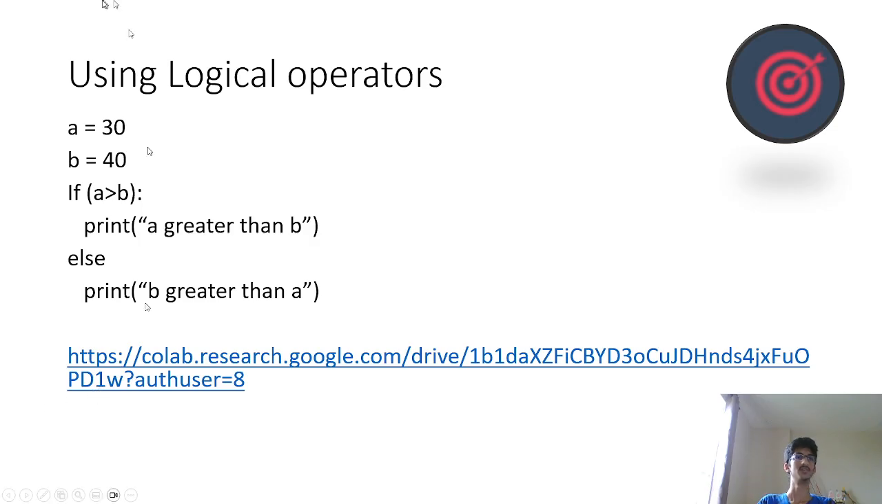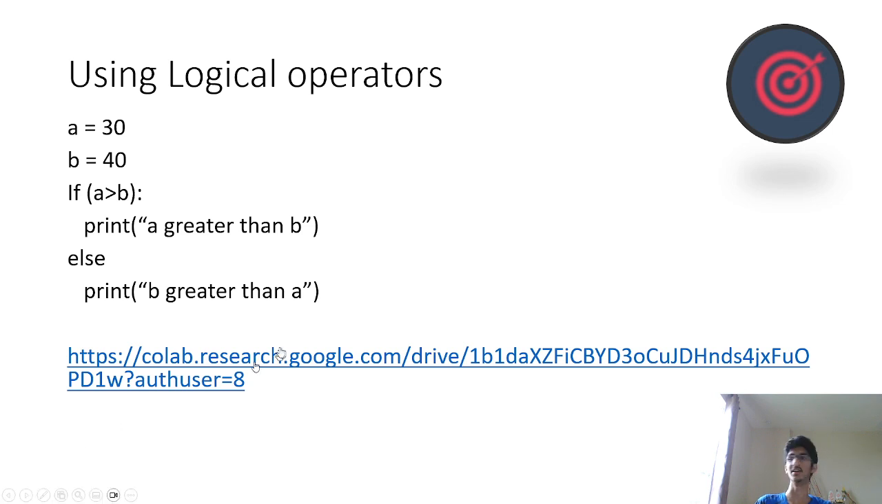This is a code segment here, and we set a is equal to 30 and b is equal to 40. And then we check if a is greater than b, which in this case 30 is not greater than 40. So since 30 is not greater than 40, we know that this condition evaluates to false. And since it's false, it'll go to the else section, and it will print that b is greater than a. So does that make sense?